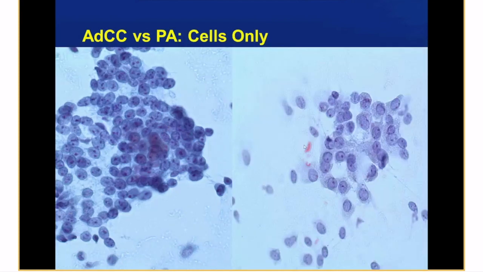But in a case that you have the cells only, it can be really, really tough to distinguish PA from adenoid cystic carcinoma. Like you see in the sample here, on your left side adenoid cystic, on your right side PA. And especially if the sample is paucicellular, it can be very tough.